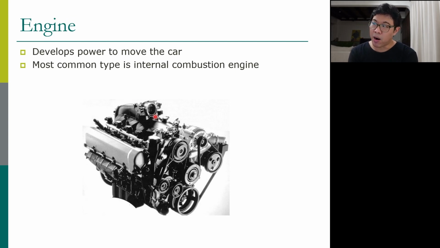The next part of a car is the engine. This is for ICE car. The engine has the function to develop power to move the car. It does that by taking the energy from fuel, burning it, and then getting power. The most common type used in cars is the internal combustion engine. So basically we combust fuel and air internally, inside the engine.